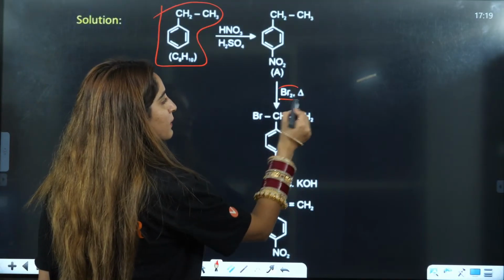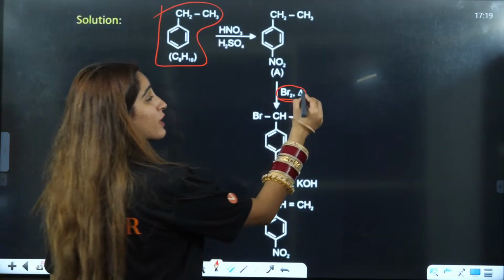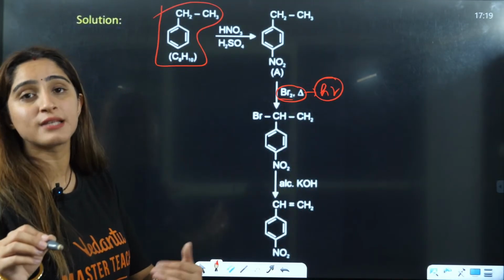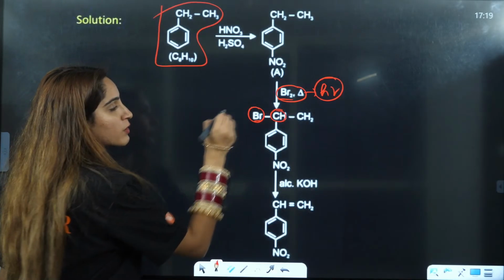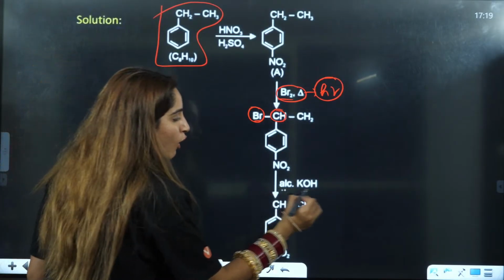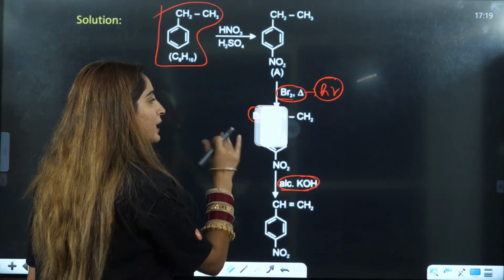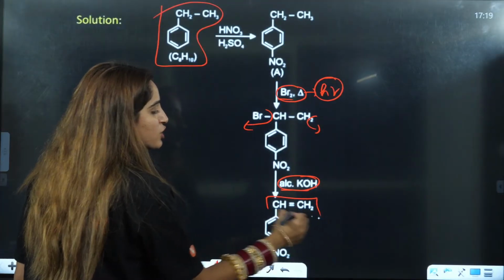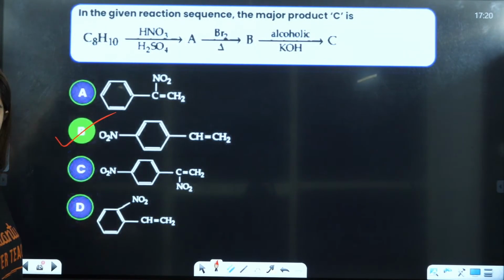After that, this will be bromination in presence of heat. In presence of heat or UV light or h nu, we will do benzylic substitution. So here, in this benzylic carbon, hydrogen will be replaced by bromine. After that, you are going to add alcoholic KOH, that is dehydrohalogenation reaction. So Br will be eliminated, H will be eliminated. So you will have CH double bond CH2. And hence your answer will be B is the correct answer.